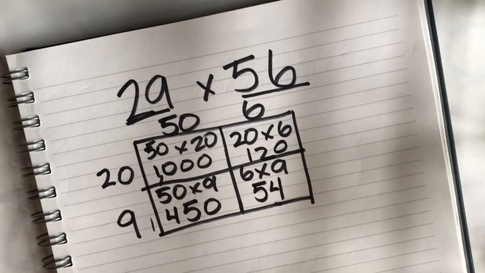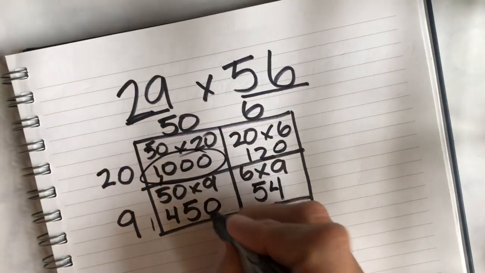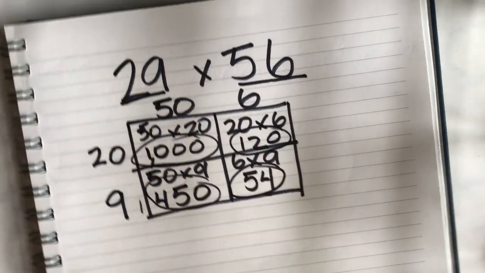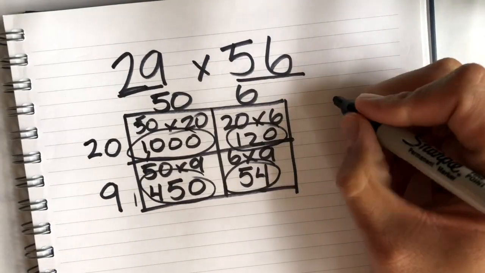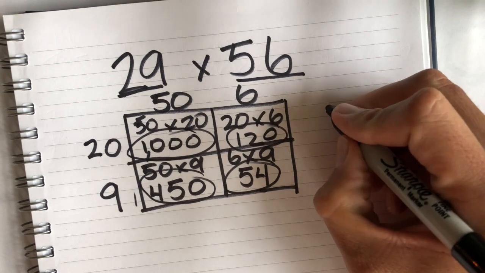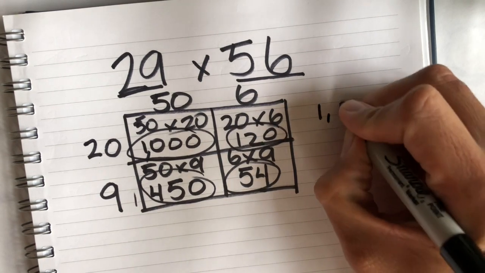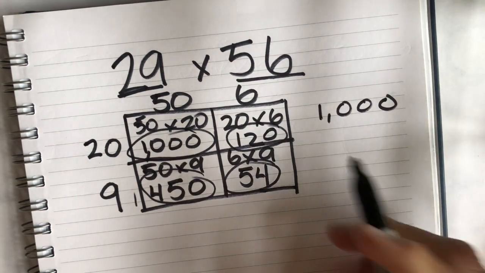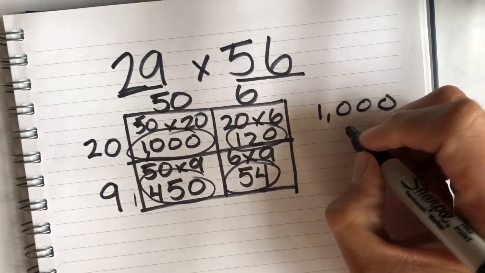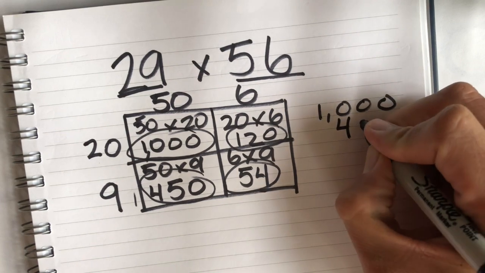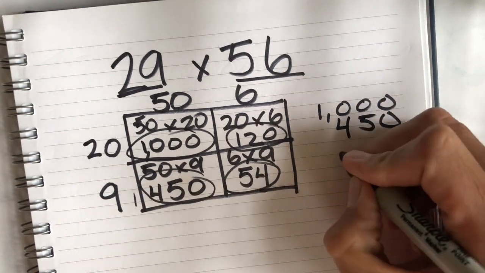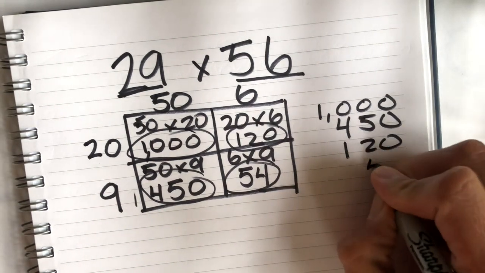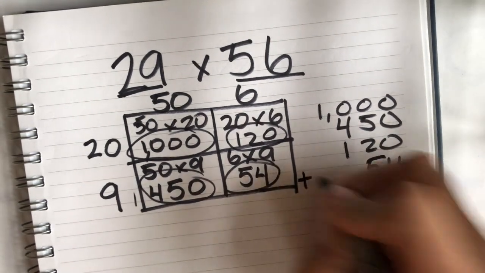And so our last step is to take each one of the answers from our equations, or each of the areas, and add them together. On the right-hand side here, I'm going to do this from biggest to smallest, and I'm going to make sure that I line them up by place value. So I have 1,000, and then my next number here is 450, followed by 120, followed by 54.